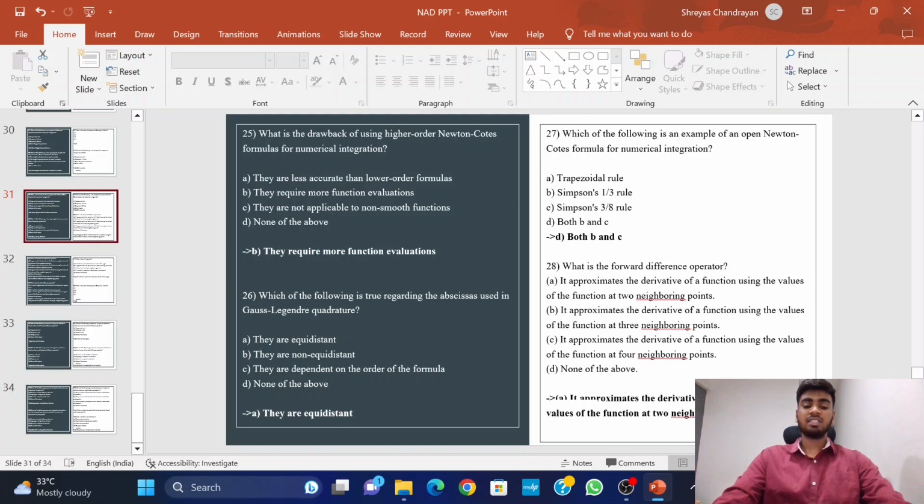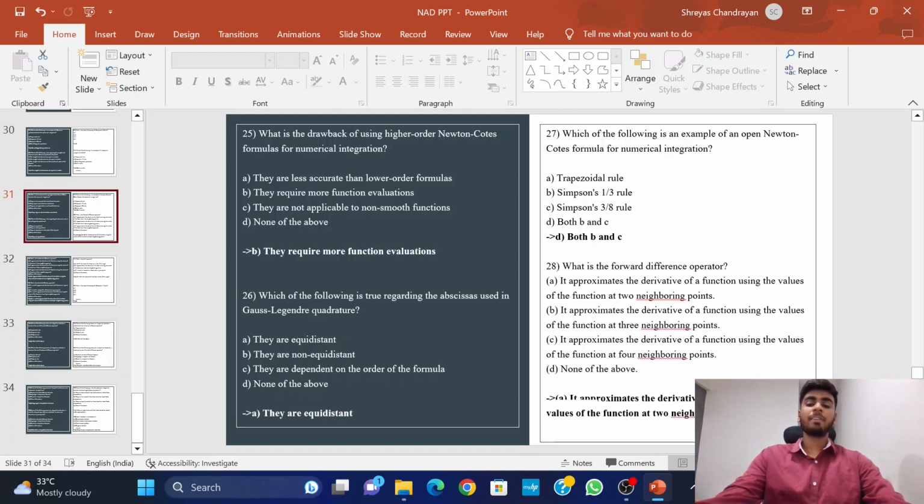Question number 26: which of the following is true regarding the abscissas used in Gauss-Legendre quadrature? The options are: they are equidistant, they are non-equidistant, they are dependent on the order of the formula. So the correct option is they are equidistant.